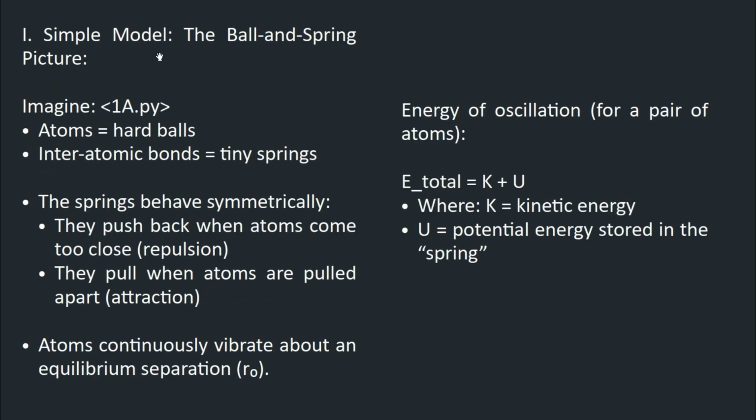So in the ball and the spring model, the atoms are considered as hard balls and the interatomic bonds are tiny springs. So basically what we're looking at is, say, a ball and one more ball, and they are attached by a spring. So you can imagine a three-dimensional structure like this.